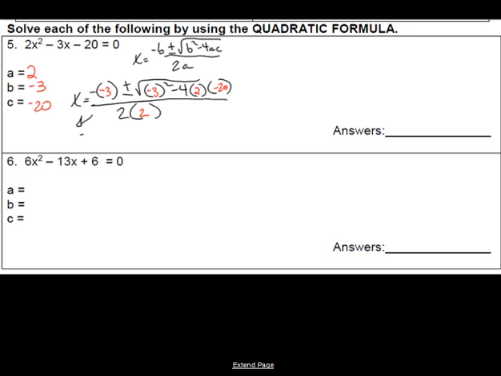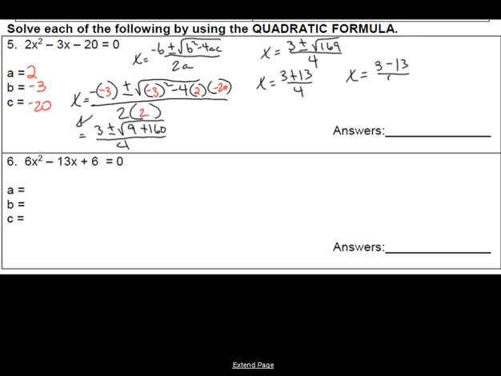So a little bit of arithmetic. I have positive 3 plus or minus the square root of 9 plus 160 over 4. So I now have x is equal to 3 plus or minus the square root of 169 over 4. So I'm going to have x is equal to 3 plus 13 over 4, and x is equal to 3 minus 13 over 4.